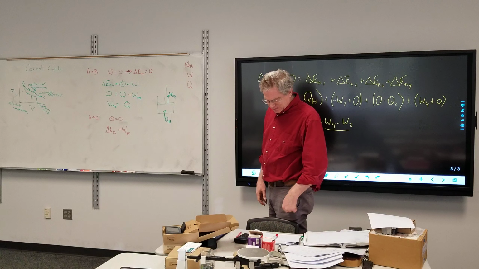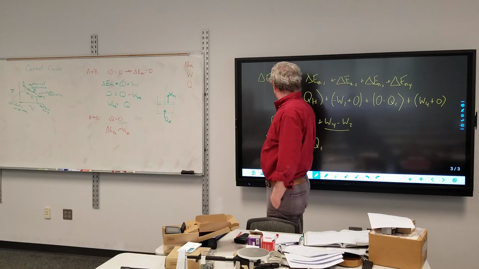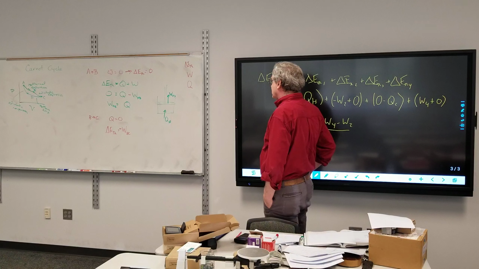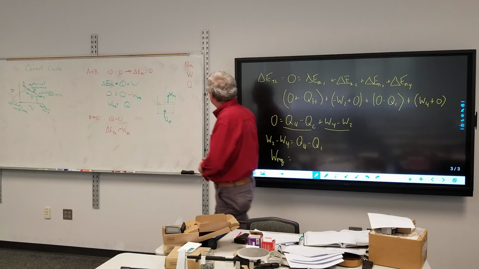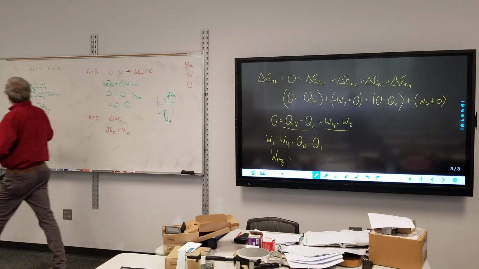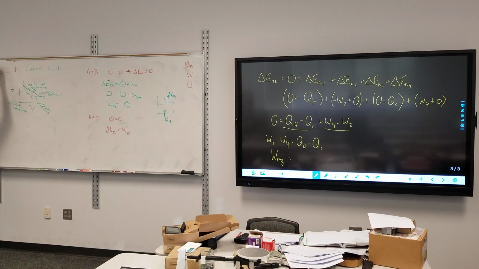Now, I don't know if I did this next part. Let's see, I want to write down in the corner over here: efficiency equals 1 minus QC over QH.